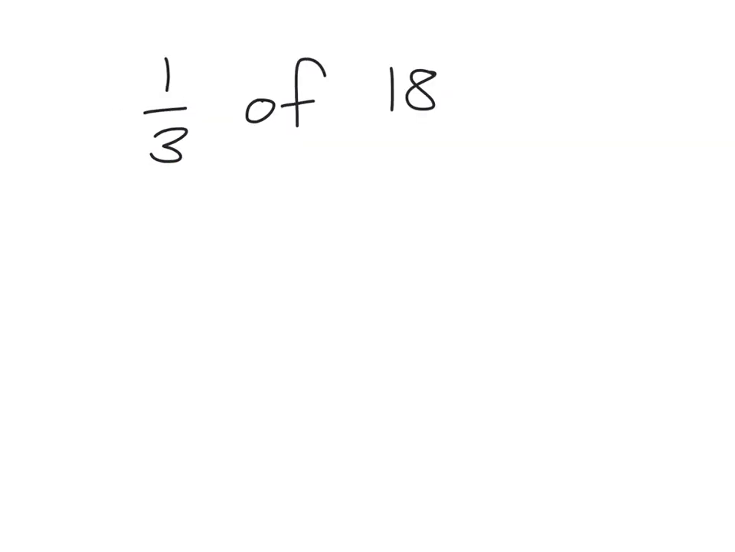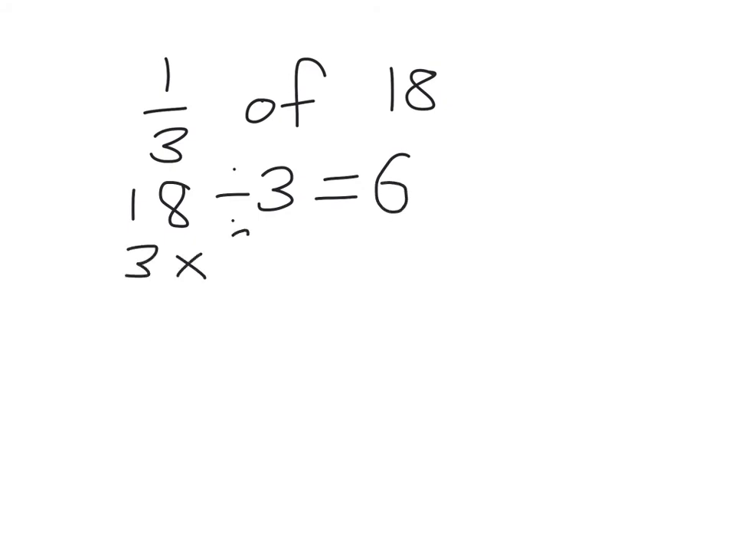Okay, now let's have a look at this question. What is 1/3 of 18? So what the question's asking me to do is to get my whole set, which is 18, and to divide it into 3 equal parts and tell me how much is in one of those parts. So I can write this question like this: 18 divided into 3 equal parts, how many is going to be in each part? And if I know my 3 times tables, I know that 3 times 6 equals 18. 3 times what equals 18? It is 6.